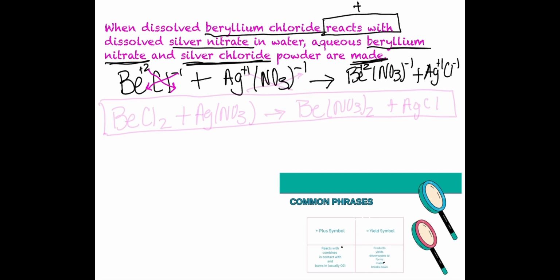So I have Be, Cl2 plus Ag, NO3. And we know that for ones, we do not write our ones as subscripts. Okay. Then I have Be, NO3, 2 outside of the parentheses when we swap and drop, plus AgCl. And we're done.